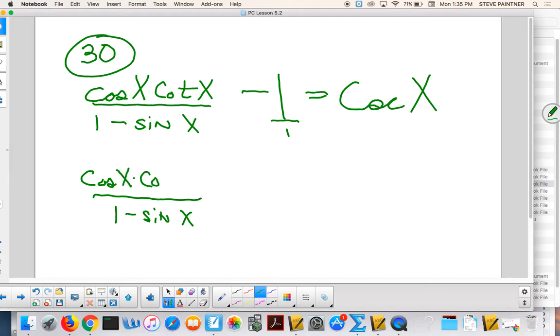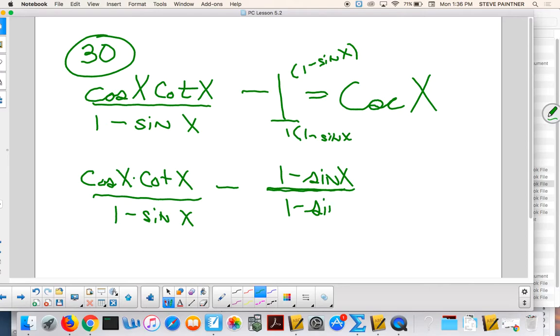Nothing to do on this one. But over there, you have to multiply both by 1 minus sine. You're going to end up with 1 times everything is 1 minus sine and 1 minus sine. Okay, so you got your common denominators. You're going to add or subtract the fractions. You see those bottom denominators? 1 minus sine, 1 minus sine.